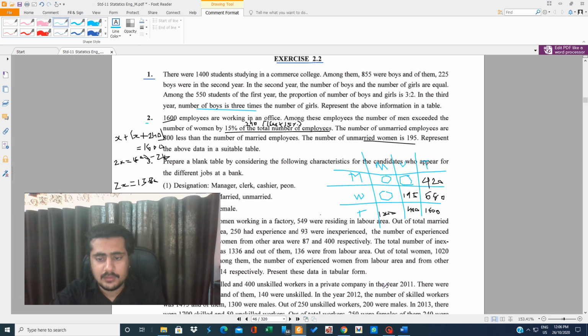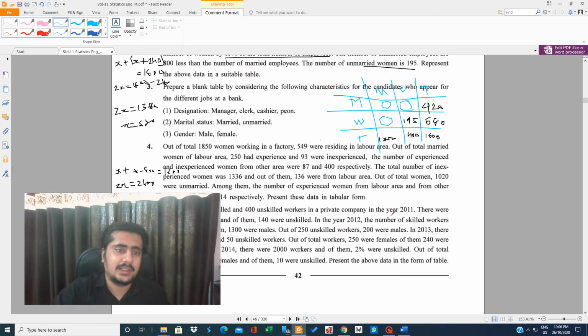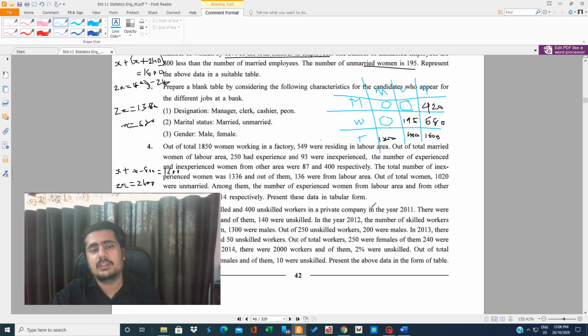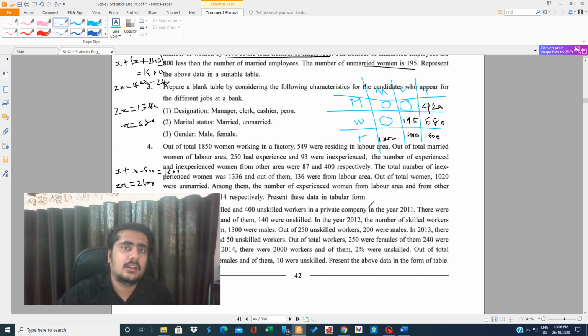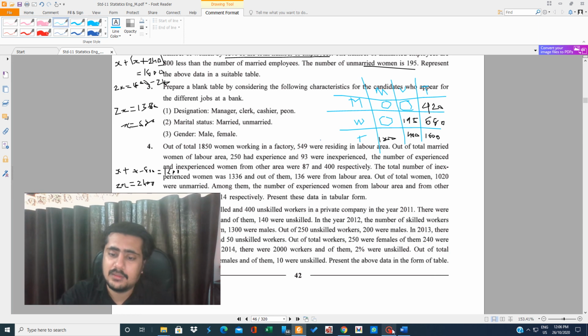Okay, so that's it up till now. You can try sums number 3, 4 and 5 as homework. The sums are lengthy, but if you try them, then and only then can you learn. So that's it for today.